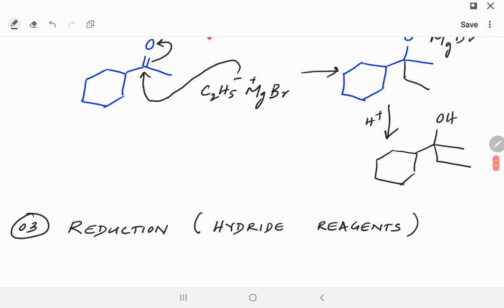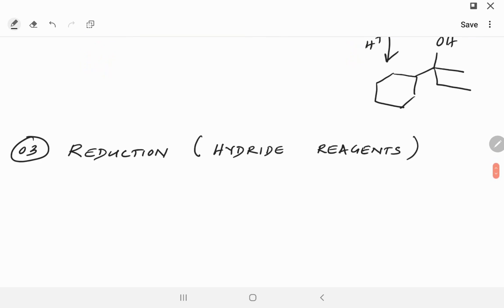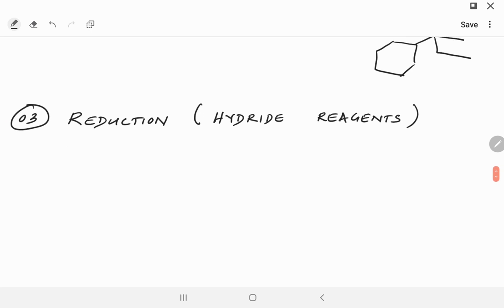Okay, and the third and final reaction that we are going to talk about is reduction, or in other words, addition of hydride. So the addition of hydride happens usually through lithium aluminium hydride or sodium borohydride. The most common reagents are going to be either lithium aluminium hydride or sodium borohydride. These are the more common reagents.